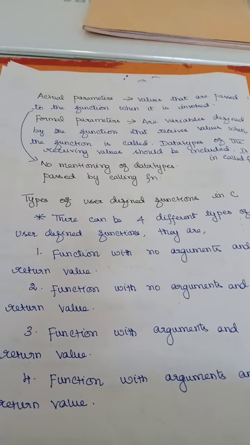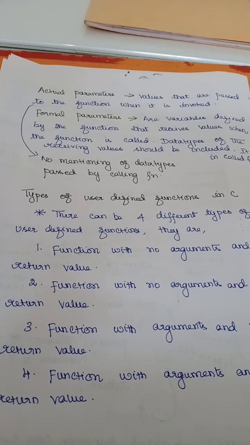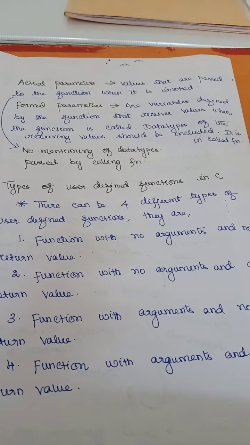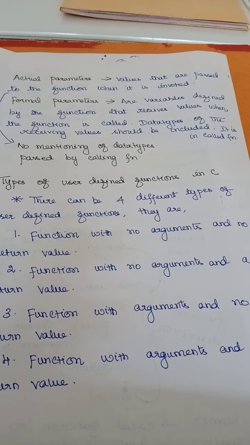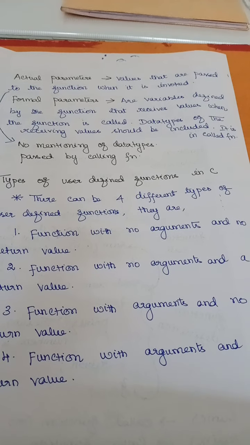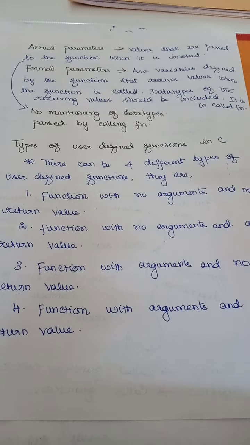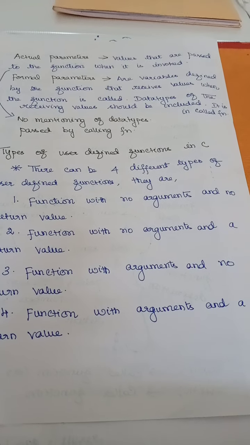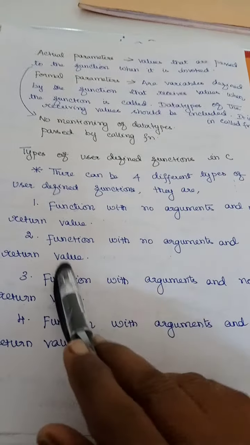Right? And now we'll move on to the types of user defined functions. Already I told you in functions you have two different types. One is the standard or predefined functions. The other one is the user defined functions. In user defined functions, again you have got 4 types. Okay, so what are all the 4 types? And we'll see one small example under each category.